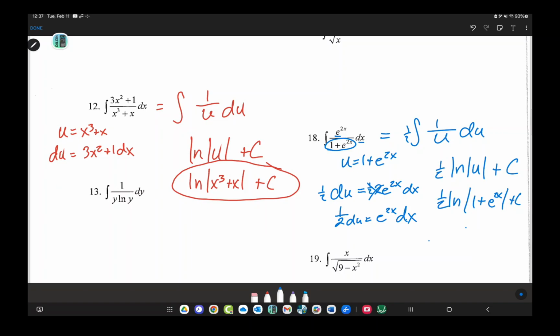Where do you put the e on top? It got replaced with 1/2 du. How did you get the 2? Derivative of e to the 2x. You have to do chain rule. Yeah, don't forget the chain rule.